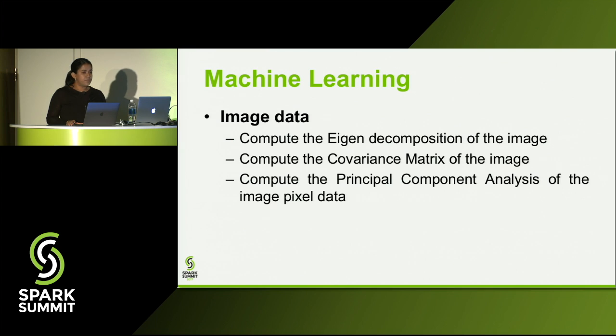You can also compute the principal component analysis of the image pixel data. PCA, like you're familiar, is a dimensionality reduction technique. So you're reducing your search space to just relevant features, and it removes some of the noise. Like I said, these can be used as standalone techniques or for feature engineering.